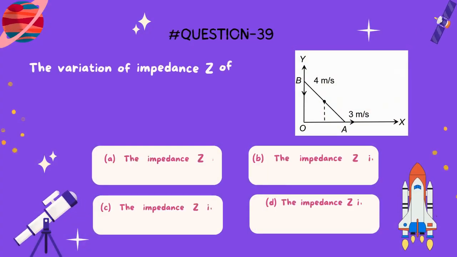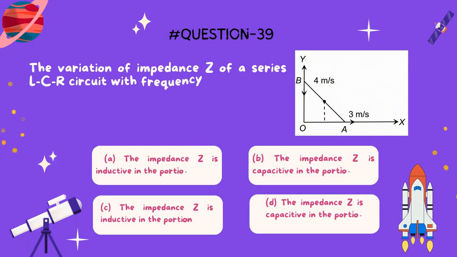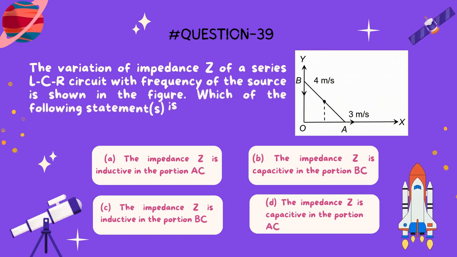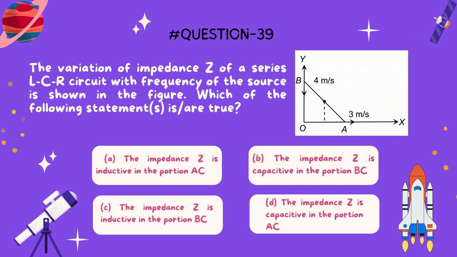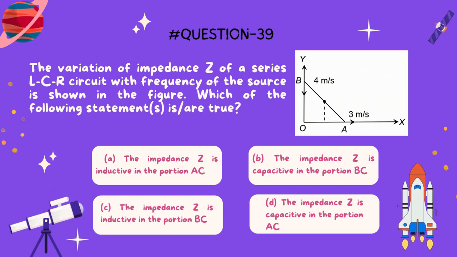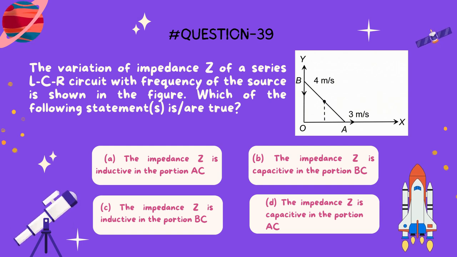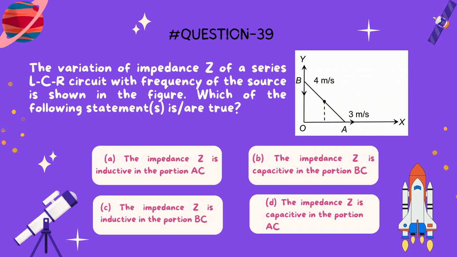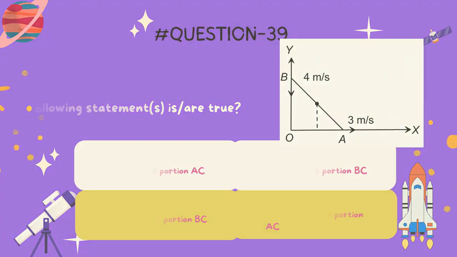39. The variation of impedance Z of a series LCR circuit with frequency of the source is shown in the figure. Which of the following statements are true? A. The impedance Z is inductive in the portion AC. B. The impedance Z is capacitive in the portion BC. C. The impedance Z is inductive in the portion BC. D. The impedance Z is capacitive in the portion AC. Correct answer C and D.